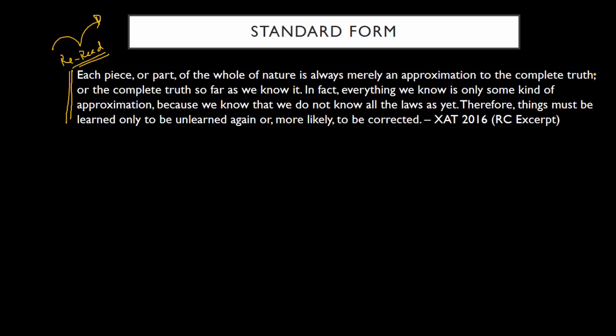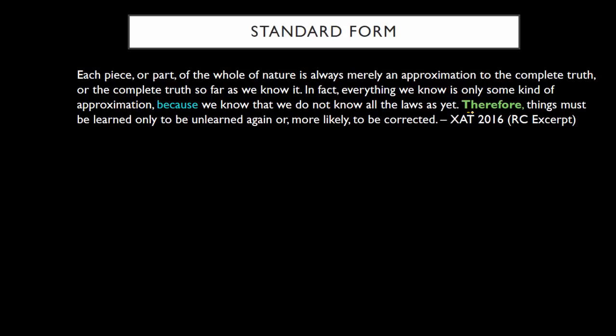The first thing in this kind of question is to understand the structure. So let's start figuring out where the conclusion is and what the main conclusion is. Here there's the word therefore, so that would be the main conclusion, and there are reasons given to arrive at that particular conclusion. Now let's read the conclusion. Things must be learned only to be unlearned again, or more likely to be corrected. So the conclusion being made is that we have to keep on learning things and unlearning them, and we have to continuously correct our learning.